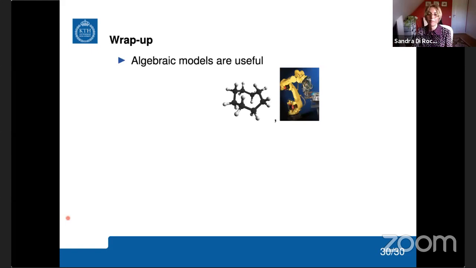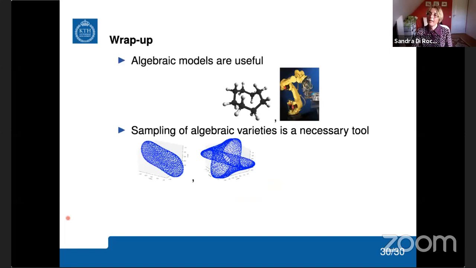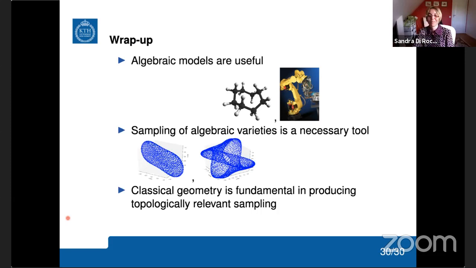So if I now tell you again how I started, I hope you understand what I mean by algebraic models being useful and what I mean by sampling algebraic varieties and how this is actually fundamental for solving these original problems. And I hope in the very short time at the end, I convinced you that everything relies on very classical algebraic geometry. Thank you.